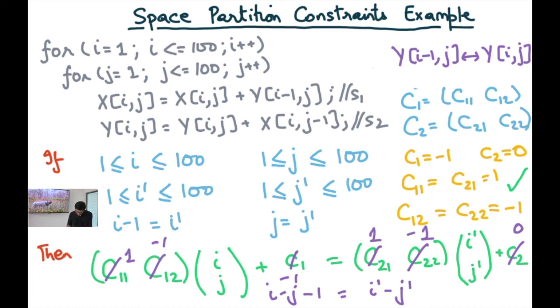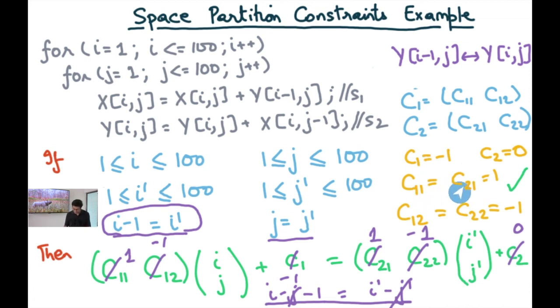And is it true that whenever I minus 1 equals I prime and J equals J prime, I minus J minus 1 equals I prime minus J prime? Well, because J equals J prime, I can just eliminate J and J prime on both sides, and then I'm remaining with I minus 1 equals I prime, and that's true because of this constraint. So indeed, this solution that I have, which is capital C11 equals capital C21 equals 1, capital C12 equals capital C22 equals minus 1, and small c1 equals minus 1, small c2 equals 0, satisfies the constraints on this slide. And I claim that you can try this solution also on the constraints that I had on the previous slide, and you would find that this solution satisfies those constraints as well. So now we have a solution that satisfies both sets of constraints, unlike the previous two solutions which satisfied only one of the constraints.